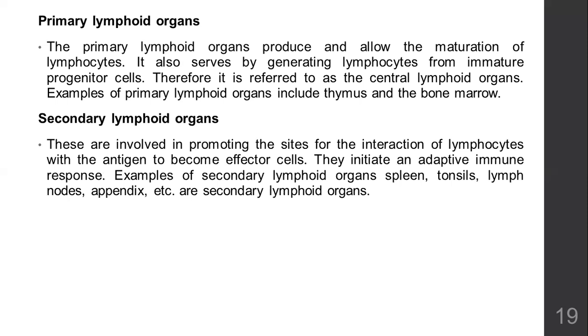Secondary lymphoid organs are involved in providing the sites for the interaction of lymphocytes, like your appendix, Peyer's patches, tonsils, and spleen. They are examples of secondary lymphoid organs. These are the areas where the majority of the fight, the interaction between any invading bacteria or virus and the lymphocytes, takes place.